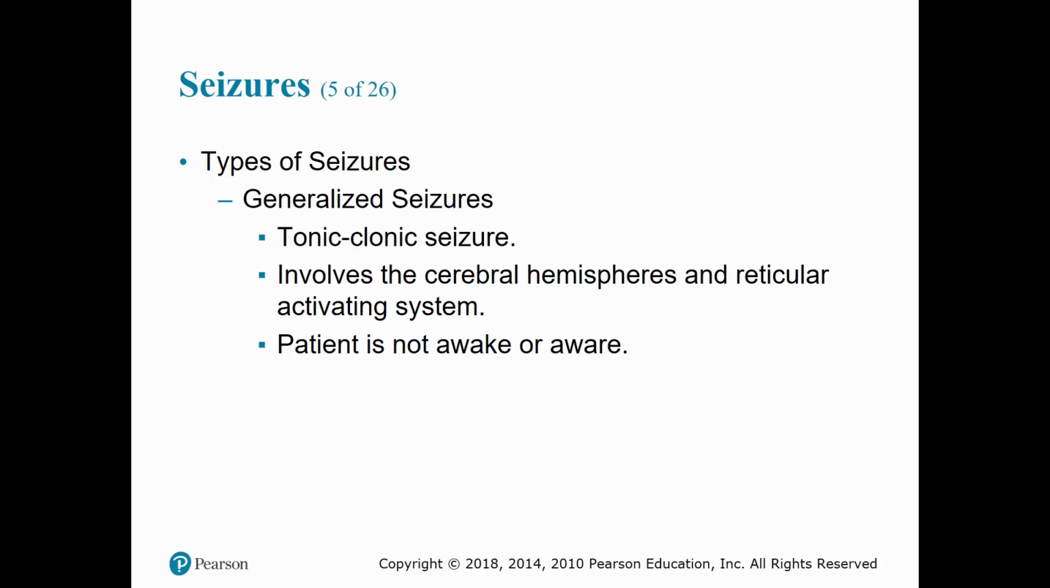The type of seizure actually depends on where in the brain the abnormal electrical activity begins. The level of wakefulness and awareness is determined by the cerebral hemisphere and RAS involvement and other features of the seizure.